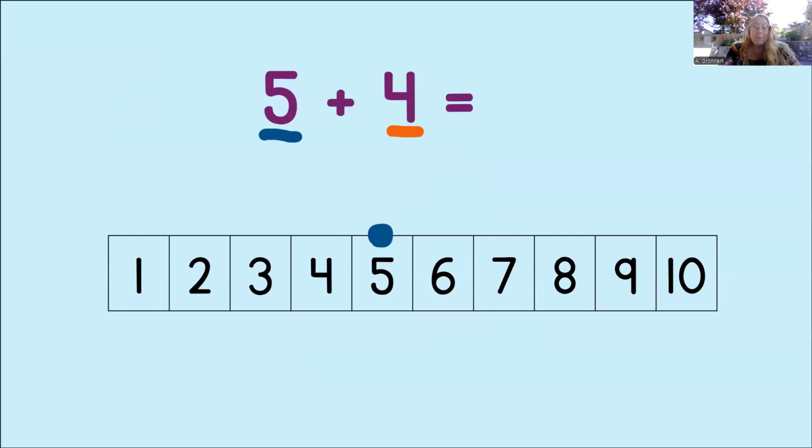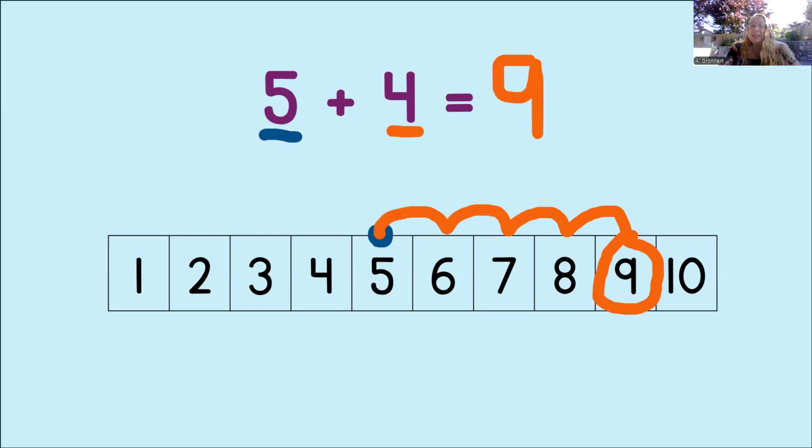Let's do that now. Ready? 1, 2, 3, 4. Where did we land? That's right. We landed at the number 9. So we circle the number 9 and write it into the equation. So now we know 5 plus 4 equals 9.